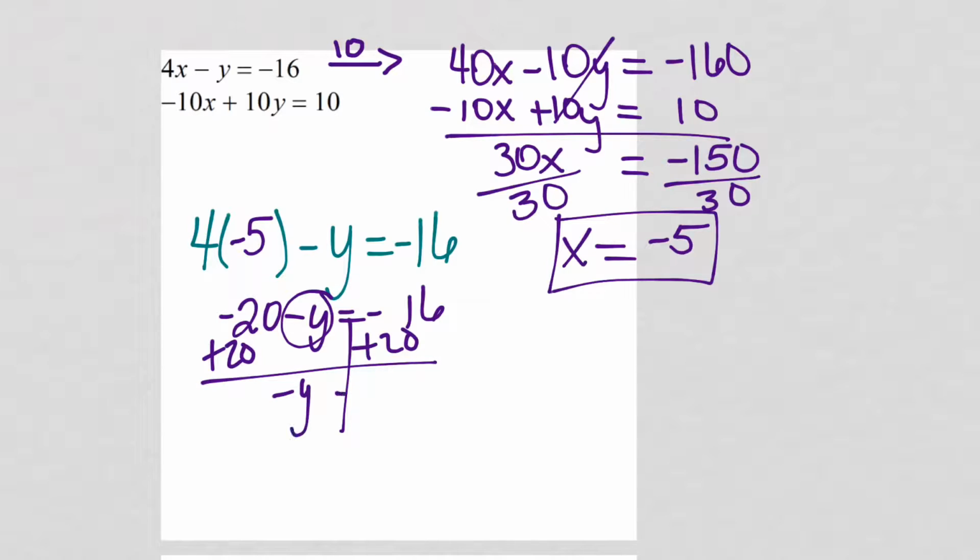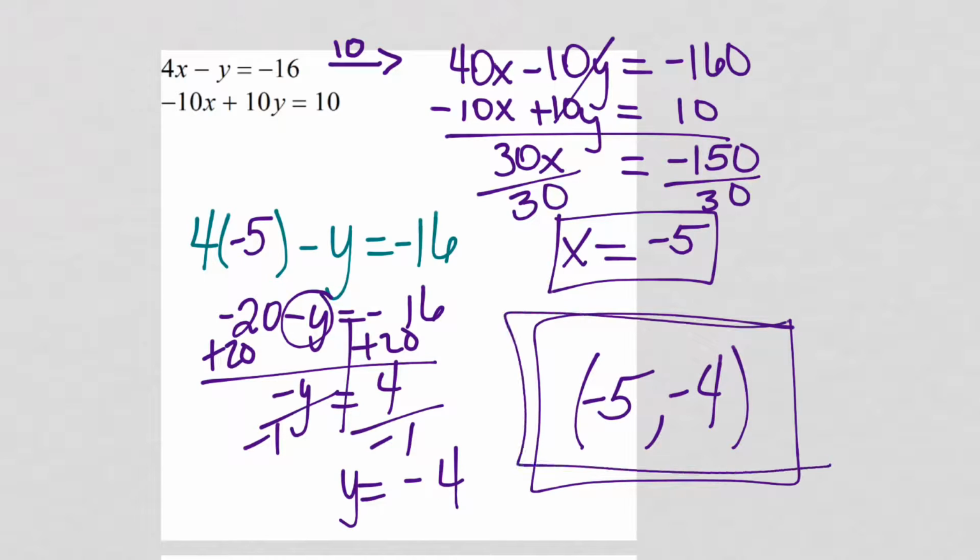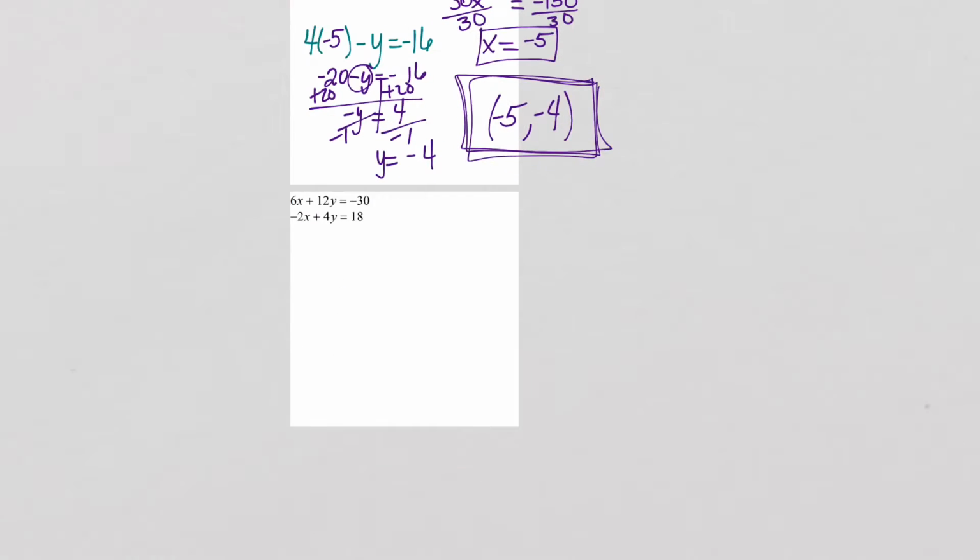And I have negative y equals 4 divided by negative 1 because I can't leave it as a negative, and y equals negative 4. So negative 5, negative 4. Remember, this is always your answer. The rest of the business is your work. Let's take a look at number 2.